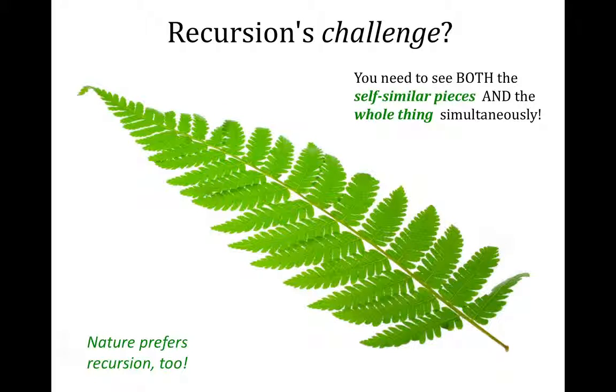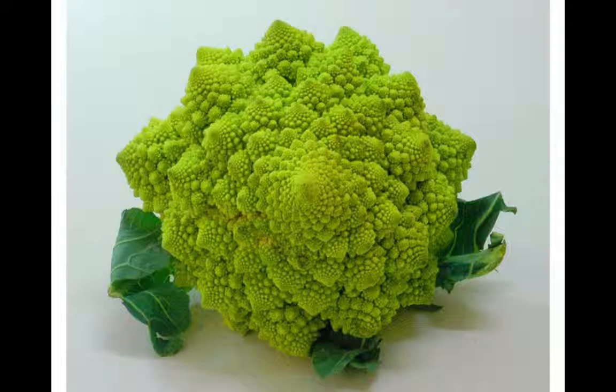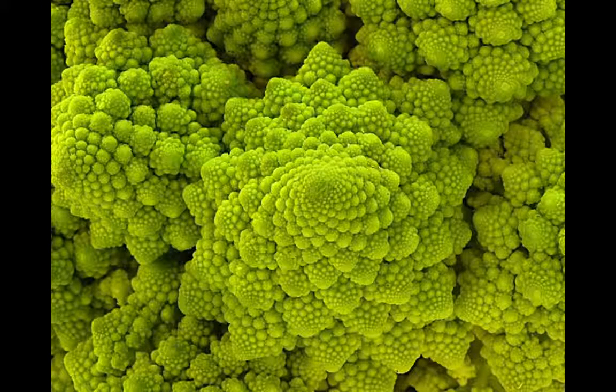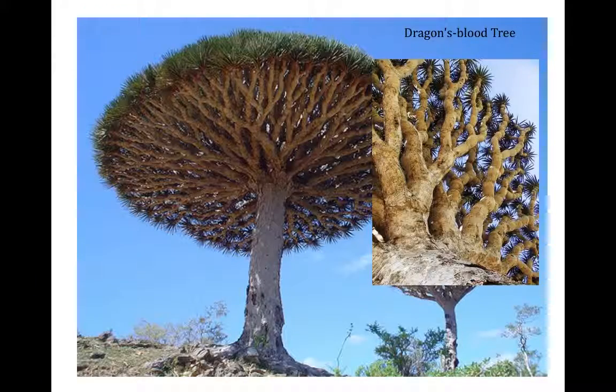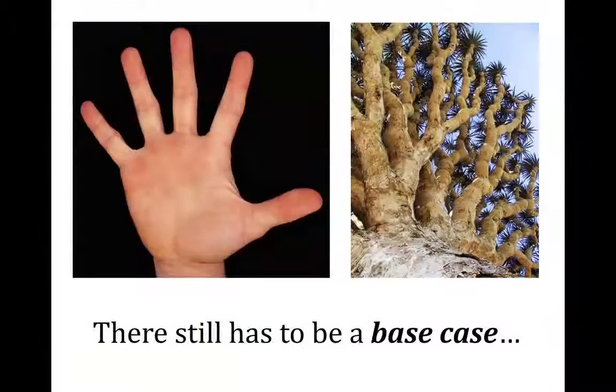And so the challenge with recursion is that you have to keep in your mind both the whole piece that you're working on as well as the self-similarity of each of the subparts. And that can be kind of challenging, but you know what? It does occur in nature in a number of different ways. This is some Romanesco cabbage, cauliflower, excuse me. Here's the dragon's blood tree. Also, we can see the recursive nature.